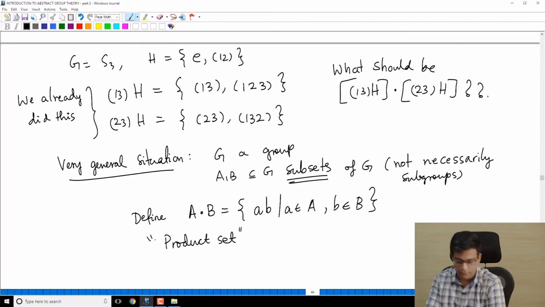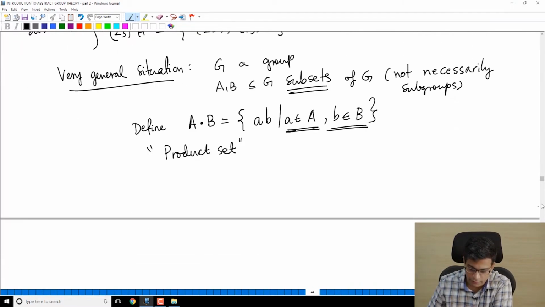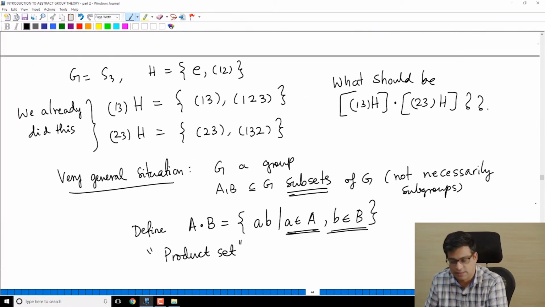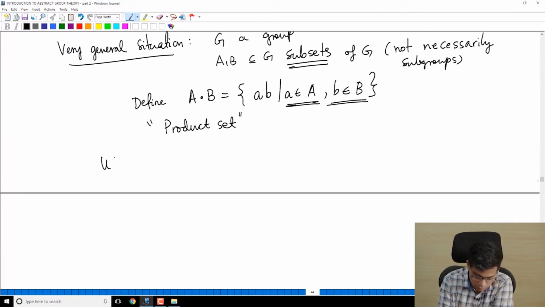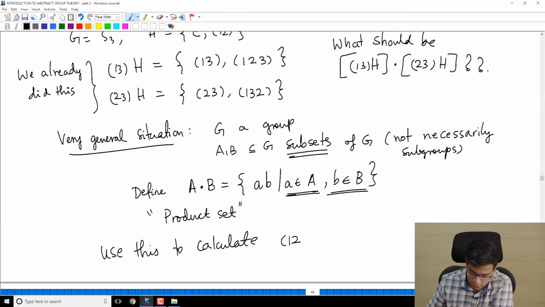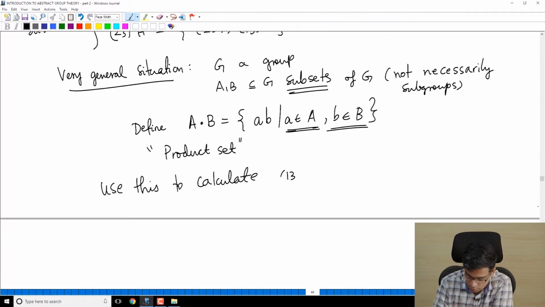Very natural definition, right? In order to multiply two sets, we simply take elements of the first set, multiply them with elements of the second set, and you vary all the elements. Okay, so can we use this definition? Because cosets, remember, are just subsets. Left cosets are nothing but subsets, and I have told you how to multiply subsets of a group. So using this, let us calculate the two cosets we are considering here, (1 3)H times (2 3)H.